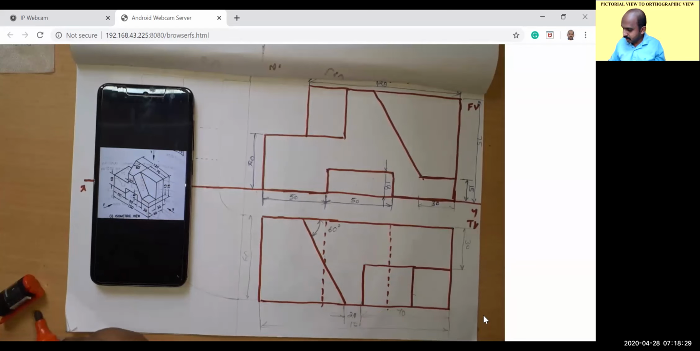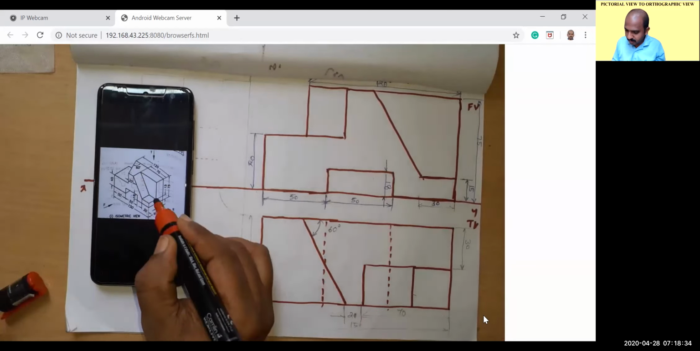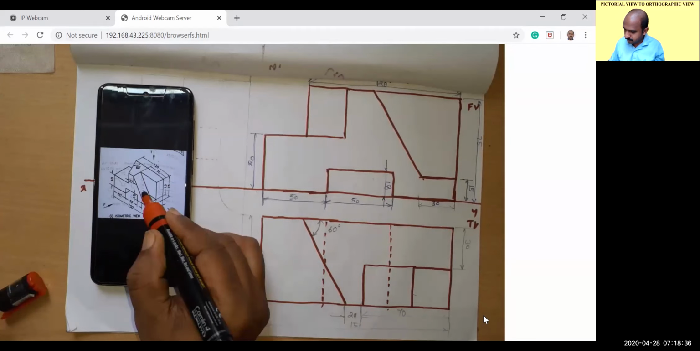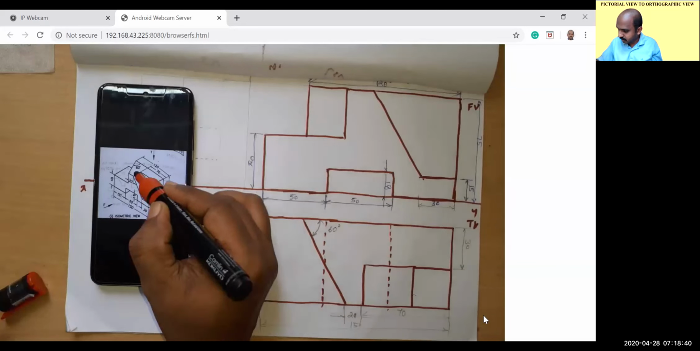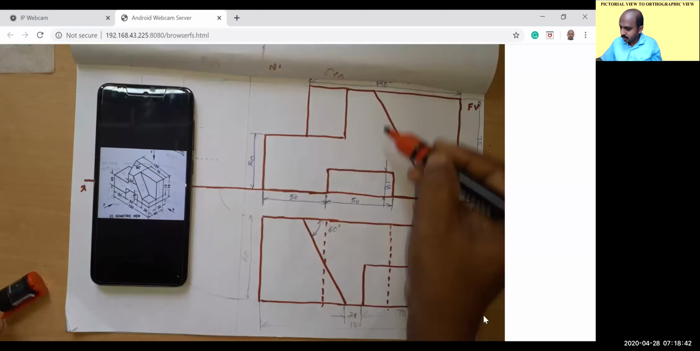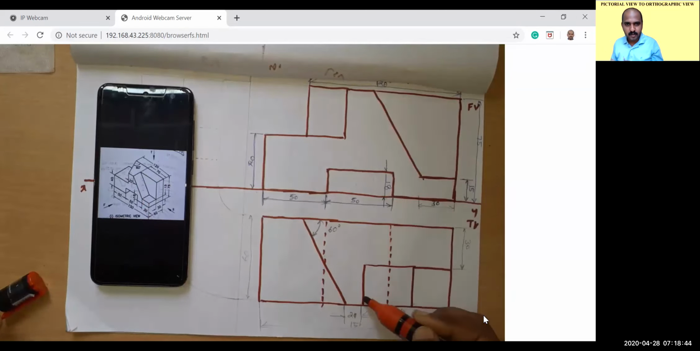Once again, the first square face represents this 30, 30, 30 square. This line and this line. Next one, this line and this line. When you connect from here, that will become here. Now we can mark the dimension.